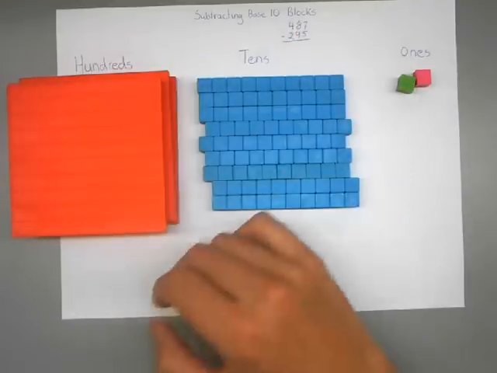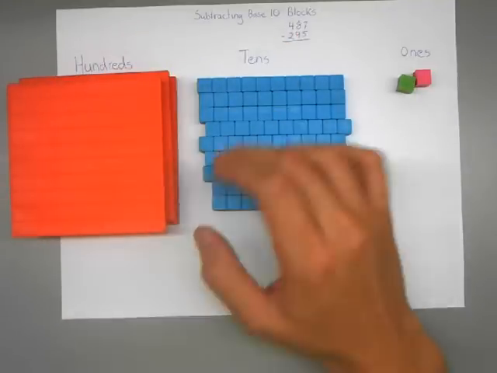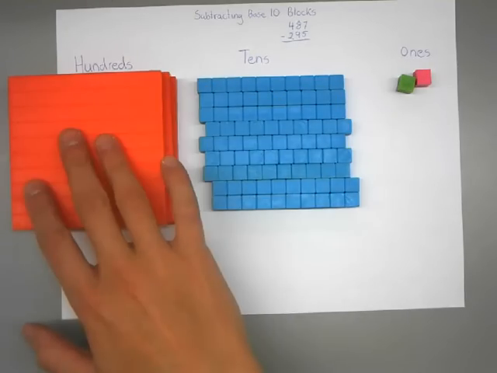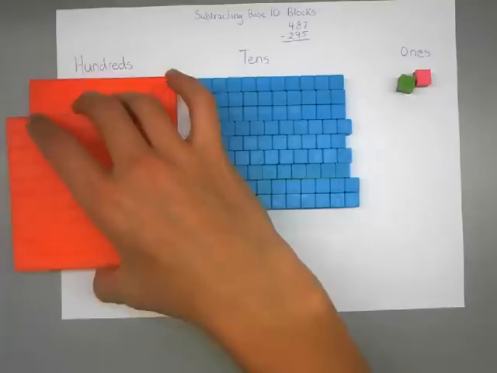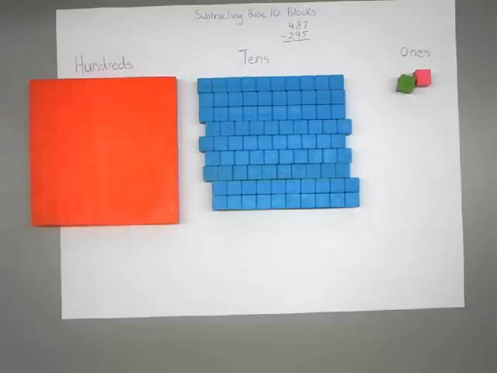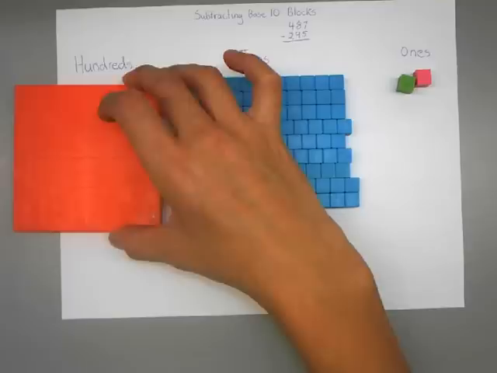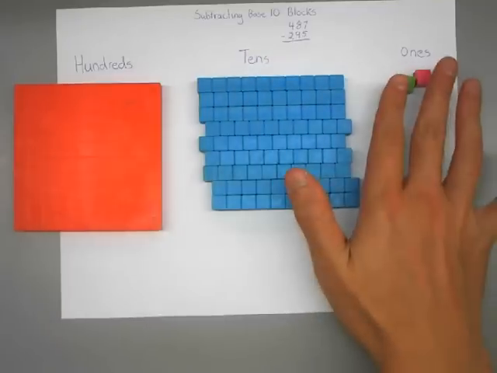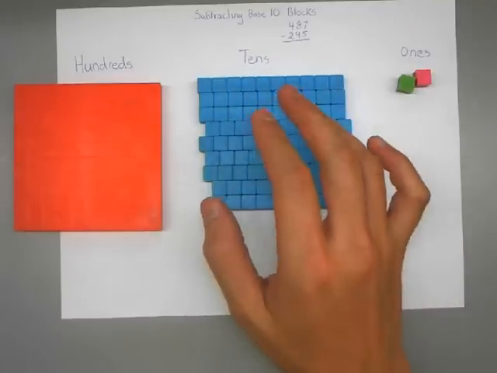And now we need to take away 2 of the hundreds. Since we used 1 of those hundreds and regrouped it into the tens, we're now left with 3, but we still need to take away 2. We take those away, and now we're left with the answer: 192. Very simple. All we've done is remove.